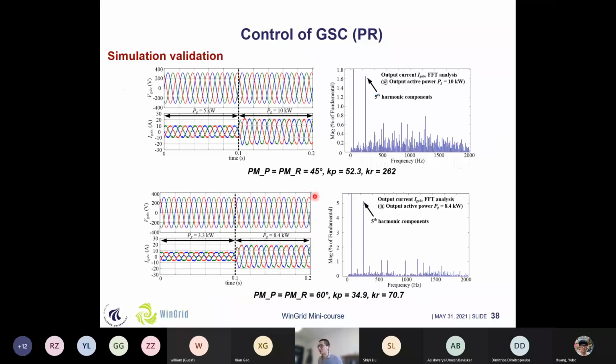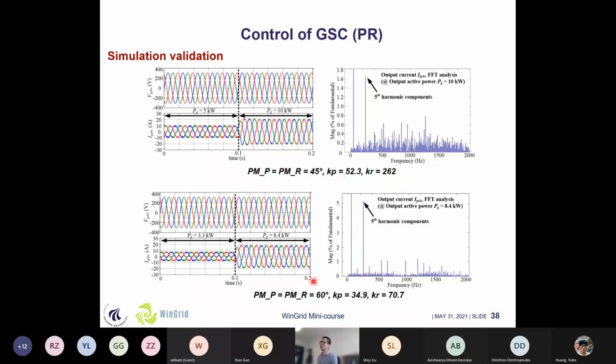And if we try to compare the results with the different phase margin at this cutoff frequency or this resonant frequency, then actually we can see that if we have the higher KP, then we will have the lower THD in this case. And also in terms of the response time, we can see that it will also be quicker to get this reference current in this case.